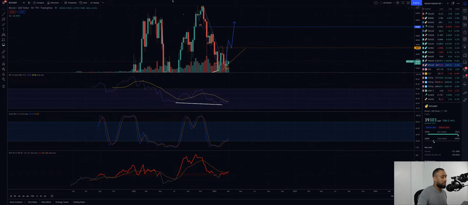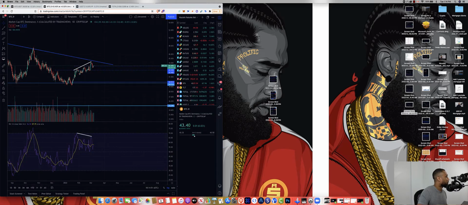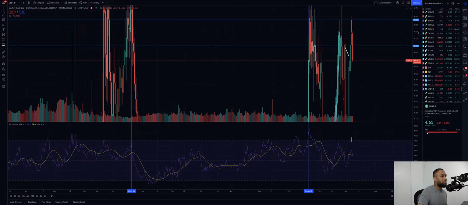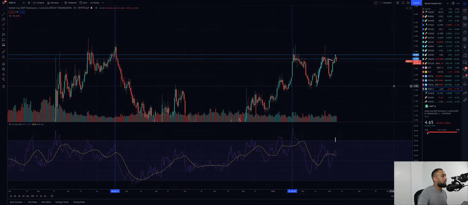So that is a good sign for the Bitcoin price. Now, let's also look at the altcoins. Well, before we look at altcoins, let's look at the USDT dominance. So again, the USDT dominance is shooting down right now.